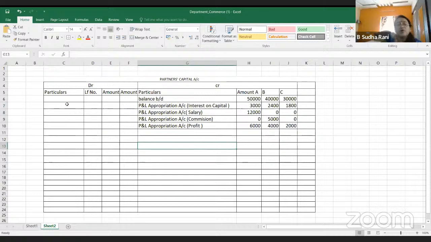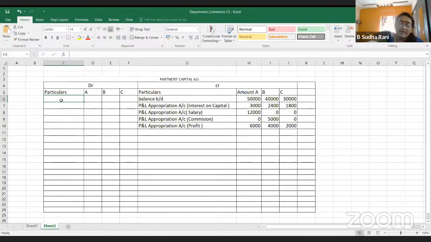Now we also have the credit side of the partners' capital account, right? So the P&L appropriation account also has to be taken. This is for partner A's amount, this is for partner B's amount, and here it is partner C's amount. Here also the same: first A, next B, then third C. So we should take the same order here also.